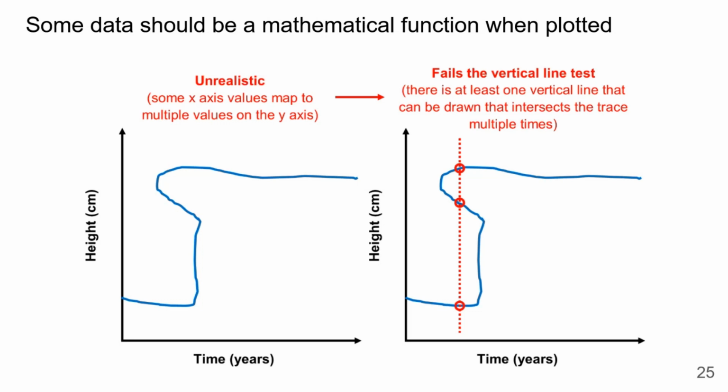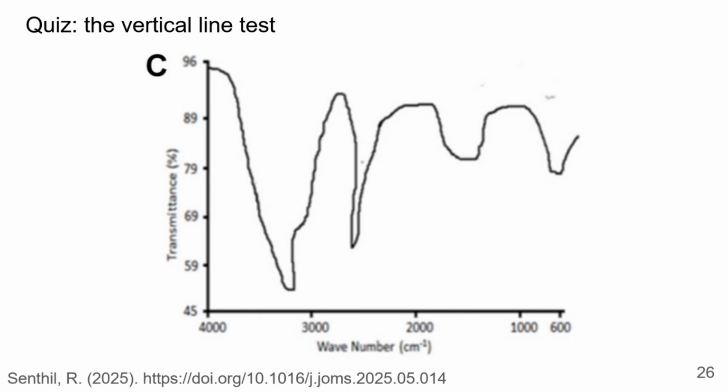And most line graph data is going to pass the vertical line test if it's legitimate. But if you're in a hurry and you're fabricating that data, you're hand drawing it, you may wind up with instances where the vertical line rule is clearly violated. So here's an example of that from a publication from this year in a journal about oral surgery. And this is an FTIR spectrum, or what they're claiming is an FTIR spectrum.